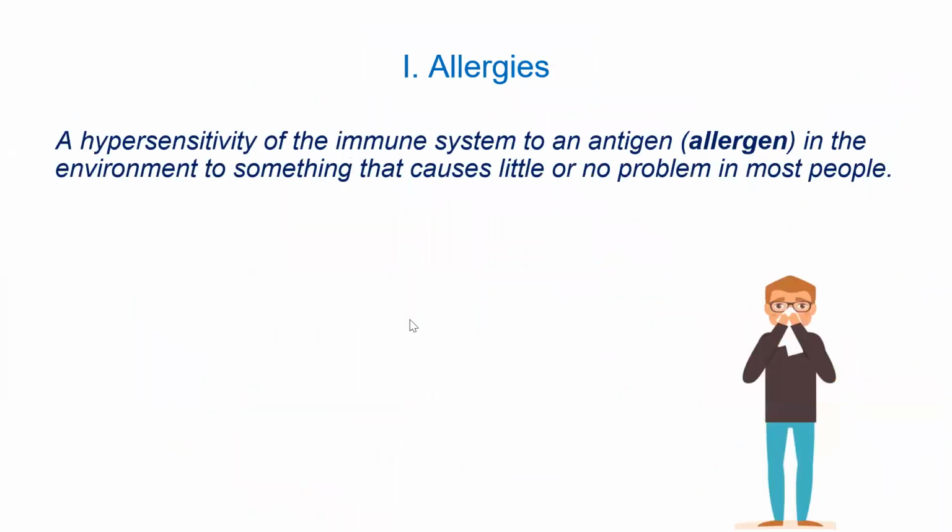Okay, first one to talk about is the big one that probably most people have some familiarity with, which is allergies. Allergies are an overreaction of the immune system to something called an allergen. So what is an allergen? An allergen is basically an antigen that for most people doesn't cause a problem, but for the person the allergy does.